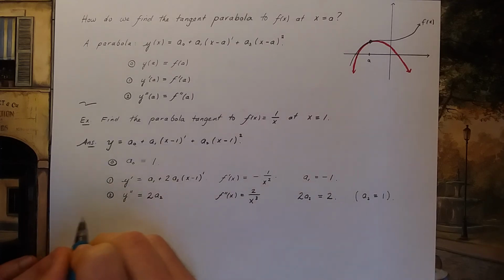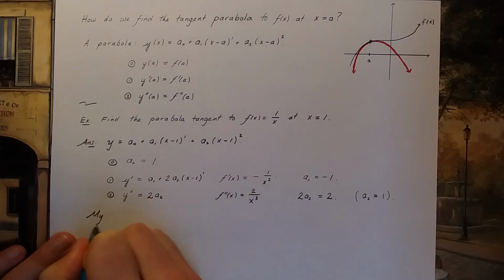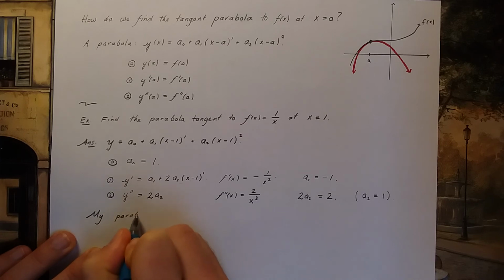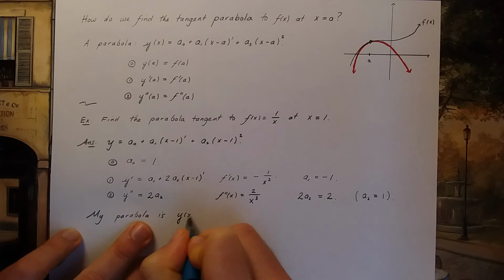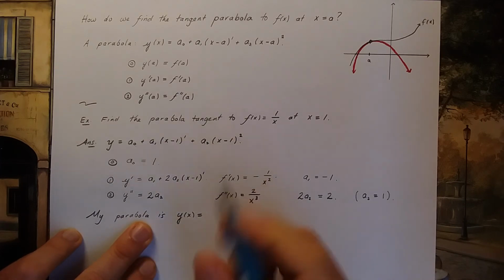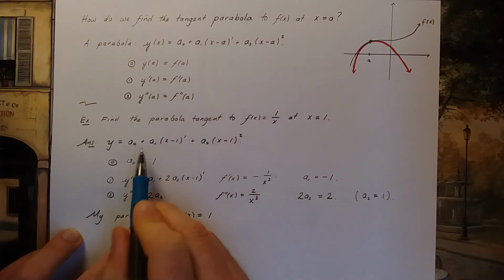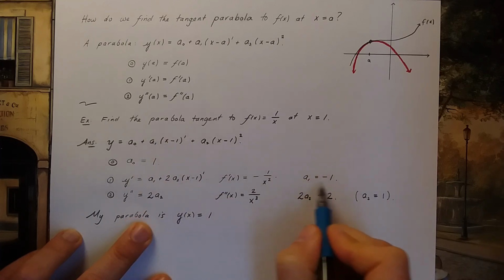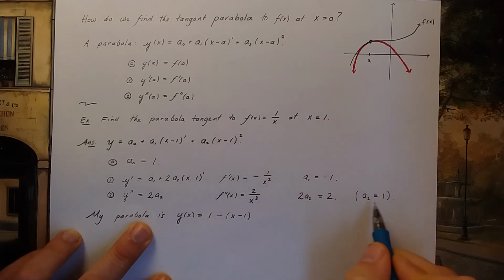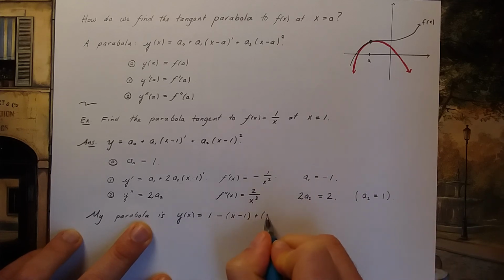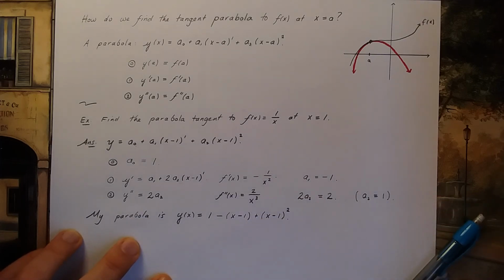So now I'm ready to write down my final answer. My parabola y of x is a0, which is 1, plus a1, which is negative 1, so negative 1 times (x minus 1), and then plus a2, which I found is also 1, times (x minus 1) squared. Okay, wonderful.